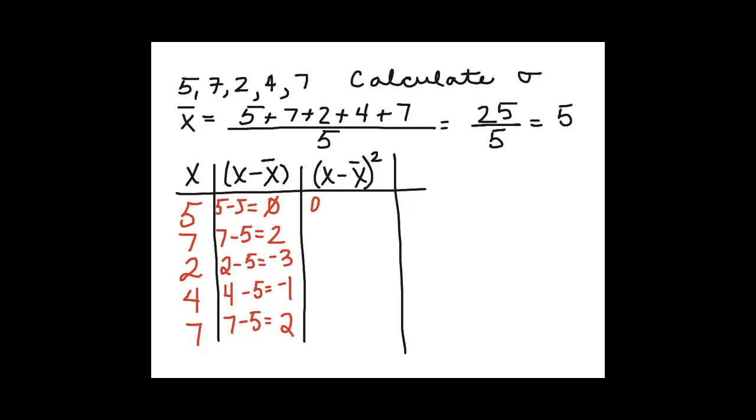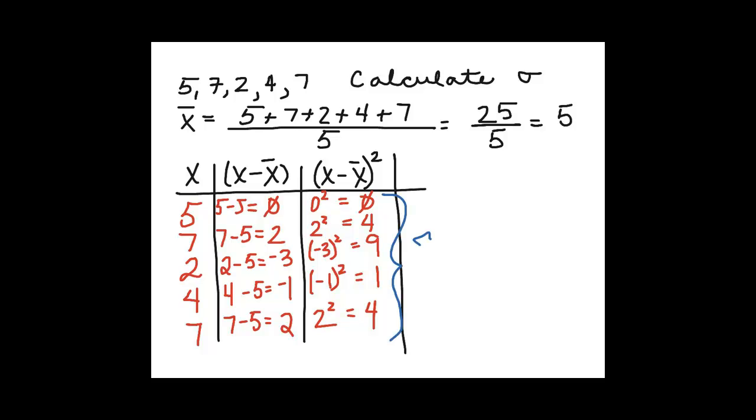To square these values, you multiply it by itself. 0 times 0 is 0. 2 squared, or 2 times 2, is 4. Negative 3 quantity squared, to make sure that negative goes away, is negative 3 times negative 3, or positive 9. Negative 1 squared equals positive 1. And 2 squared again is 4. So now we have the squared deviations.